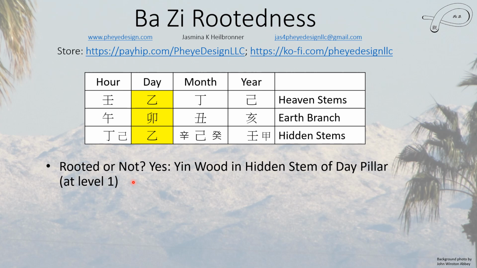Now, am I rooted? Well, I'm a yin wood daymaster, and I have yin wood. Because I have a rabbit, I have yin wood here. And actually the rabbit itself is wood. So I have wood all the way through my whole day pillar. So I am rooted. And it's at the strongest level of rooting as possible.